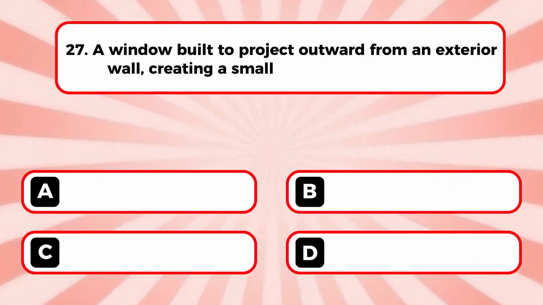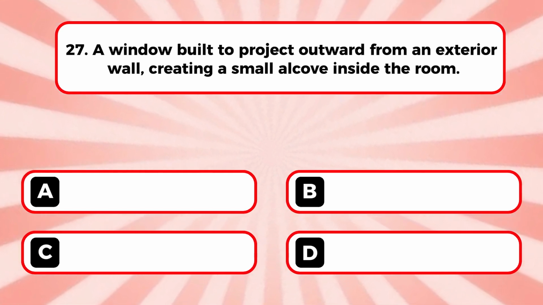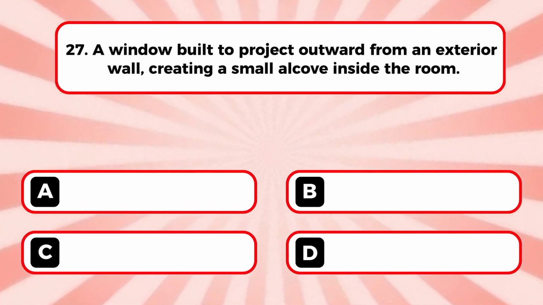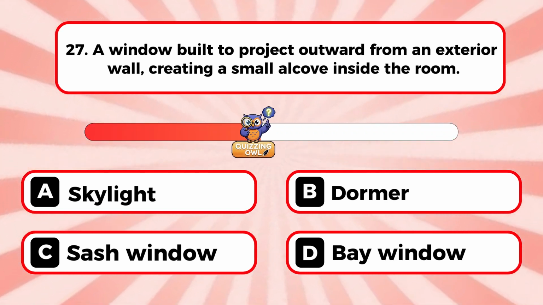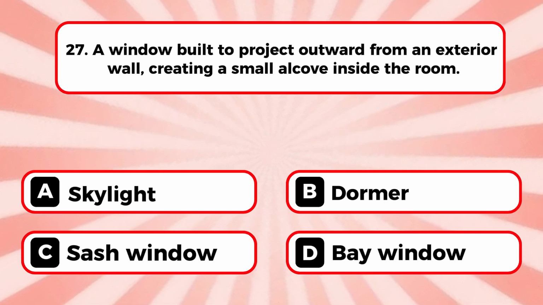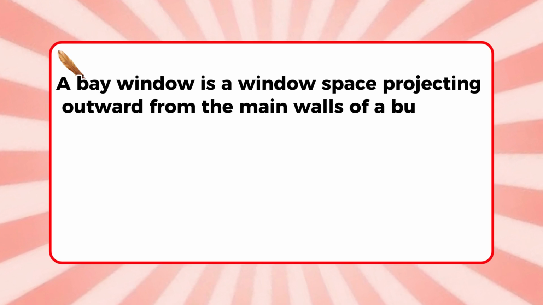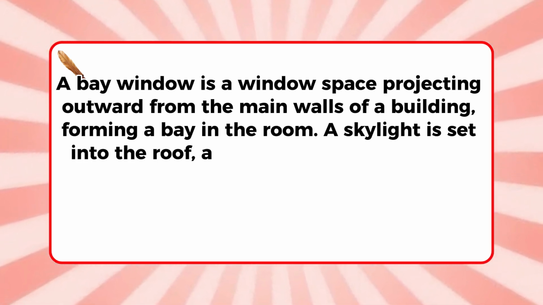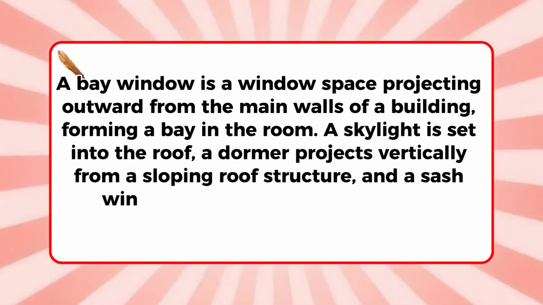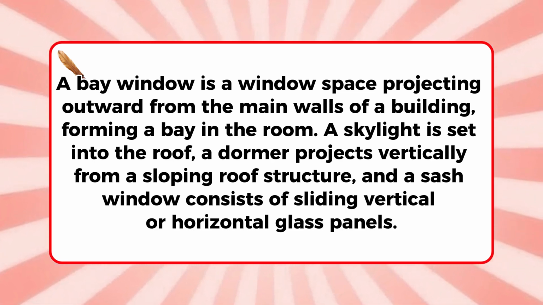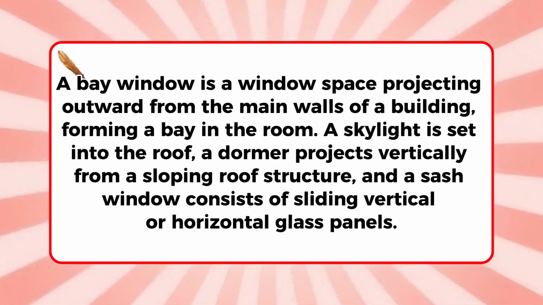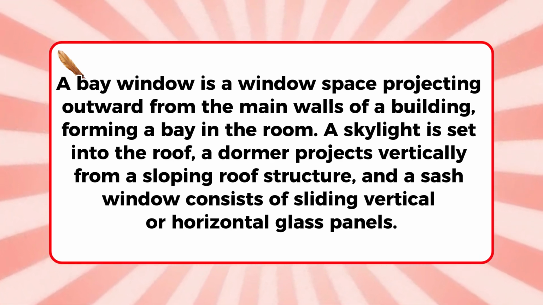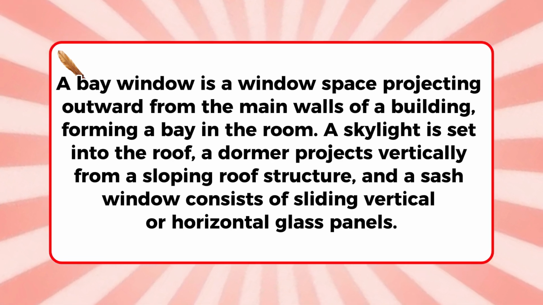27. A window built to project outward from an exterior wall, creating a small alcove inside the room. A bay window is a window space projecting outward from the main walls of a building, forming a bay in the room. A skylight is set into the roof. A dormer projects vertically from a sloping roof structure. And a sash window consists of sliding vertical or horizontal glass panels.